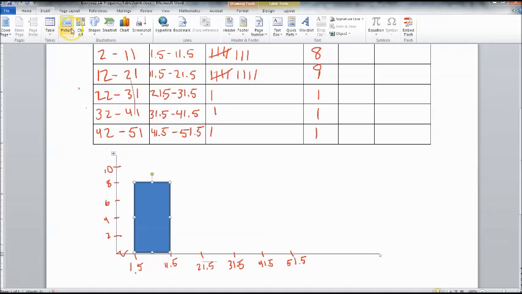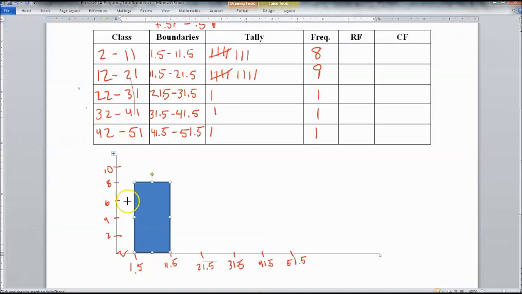The next thing I have to do is insert another graph. I'm going to start out at 11.5, and now I'm constructing another bar that's right up against the first one, because histograms are measuring intervals, so they need to butt right up against each other. This one I know goes to 9.